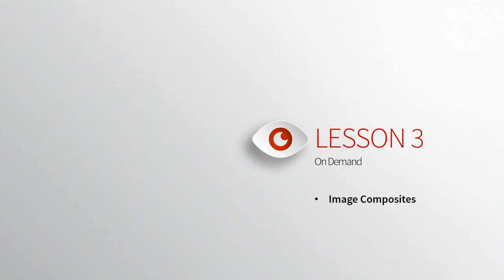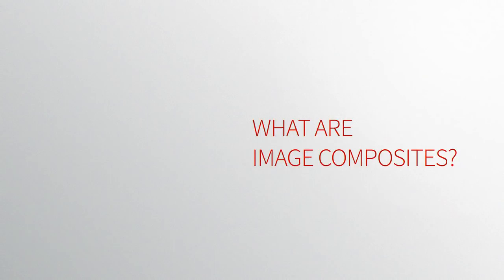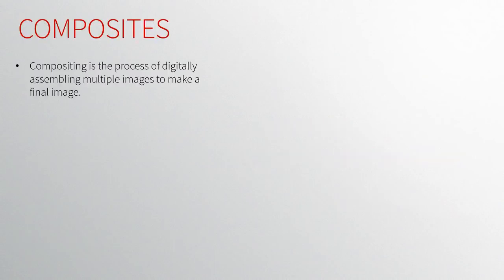Today is lesson 3 of our 10 lessons. It's the first on-demand lesson, and today we're going to be looking at Photoshop, creating an image composite. Now, what is an image composite? Fairly straightforward. Compositing is the process of digitally assembling multiple images to create a final image.